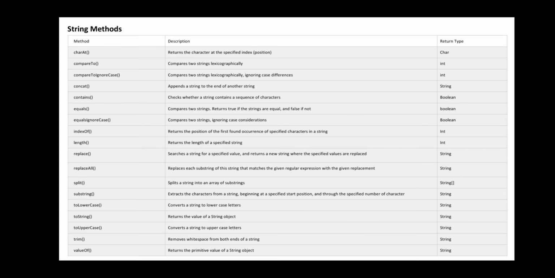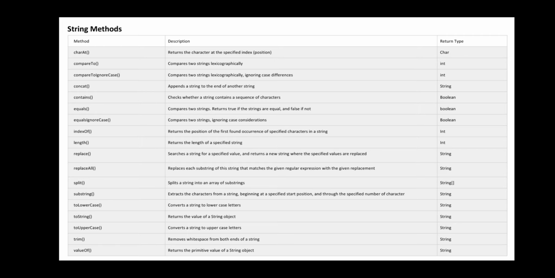Then moving on, we have studied more than 15 different types of functions like charAt, compareTo, compareToIgnoreCase, concat, contains, equals, equalsIgnoreCase, indexOf, length, replaceAll, split, substring, toLowerCase, toString, toUpperCase, trim, and valueOf. So today we'll be going through simple examples of them, and we'll also look at two other classes called StringBuffer and StringBuilder if possible.